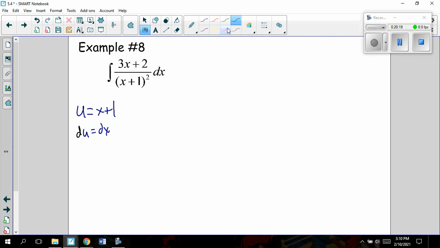And so kind of like the last one, we have to analyze what is going to get replaced and what is still stuck there. Okay, so this x plus 1 is going to become a u. The dx is going to become du. And I still have this numerator part here. Okay, so let's make the substitution and see what happens. So that's still there. Now I'm over u squared, and I have du.